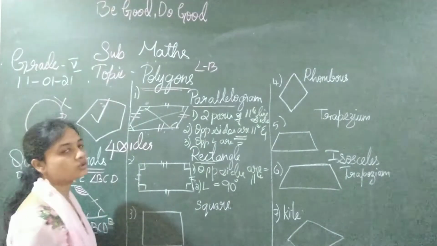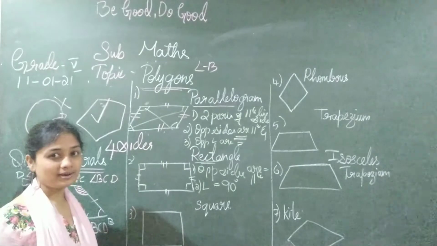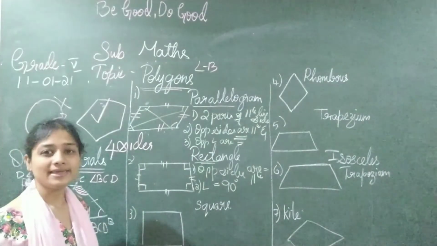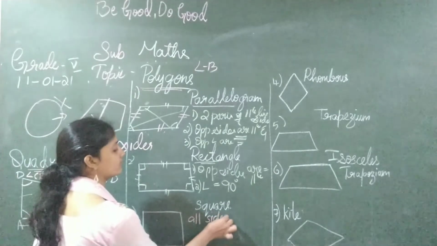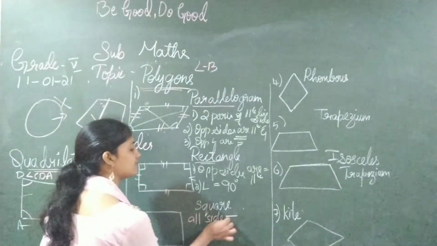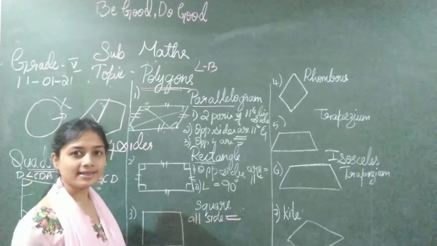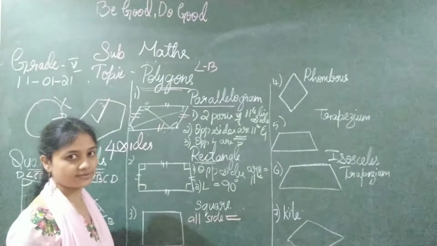Now come to the square. So what do you know about square? Square has all the sides equal. If one side is equal to 4 centimeters, all the sides will be 4 centimeters only.